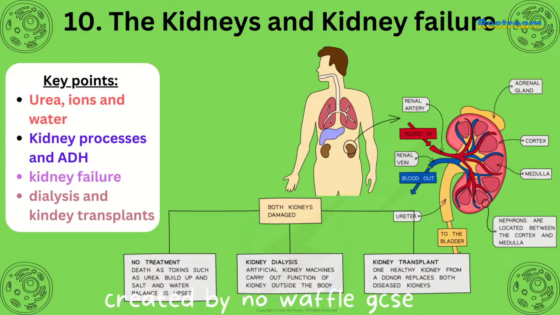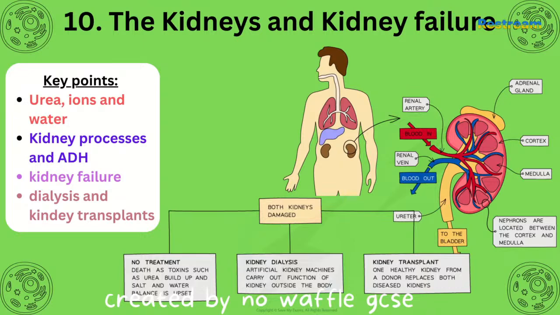So the kidney process is split into three. You have firstly, ultrafiltration. Secondly, selective reabsorption. And thirdly, osmoregulation. Now, these are kind of bordering A-level terms. However, you do need to be familiar with filtration and selective reabsorption.